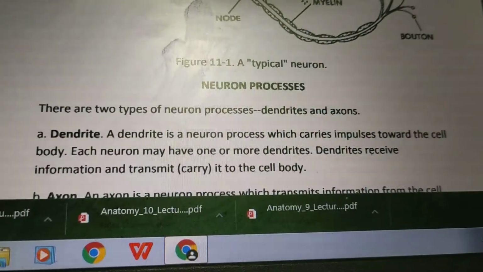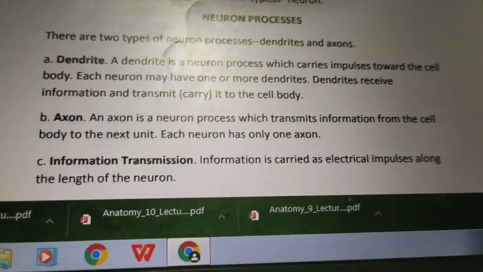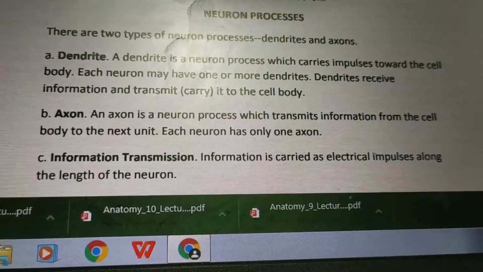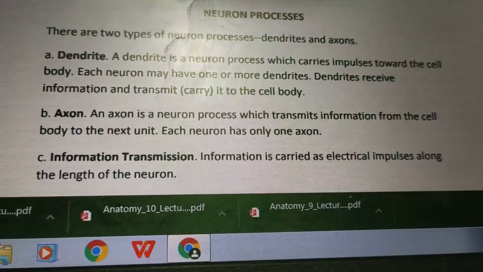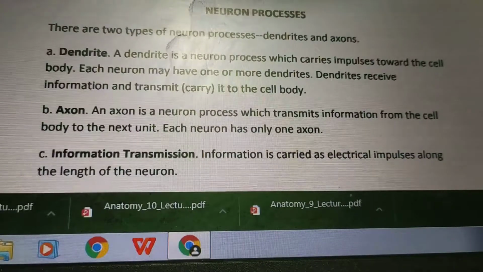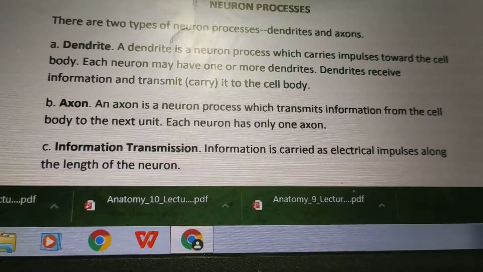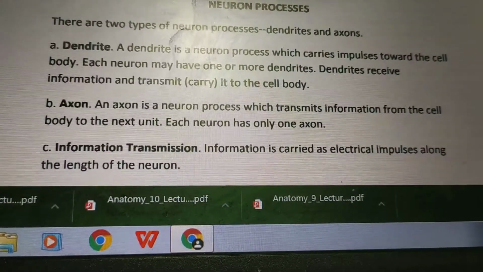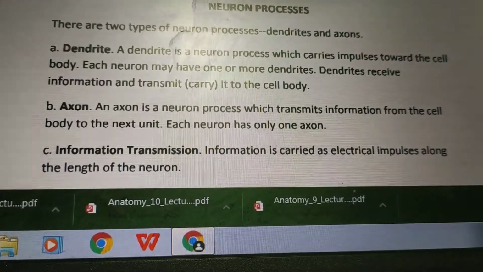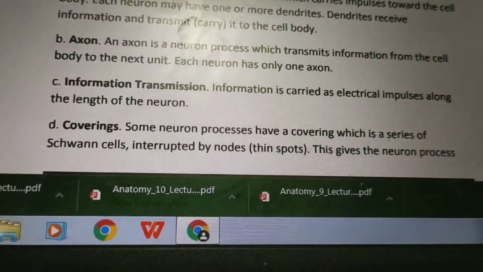Two types of neuron process: dendrites and axon. A dendrite is a neuron process which carries impulses toward the cell body. Each neuron may have one or more dendrites. Dendrites receive information and transmit, meaning carry it, to the cell. An axon is a neuron process which transmits information from the cell body to the next unit. Each neuron has only one axon. Information transmission: information is carried as electrical impulses along the length of the neuron.